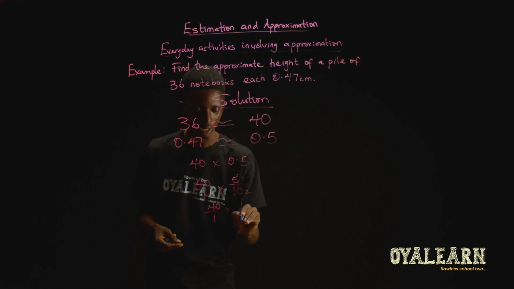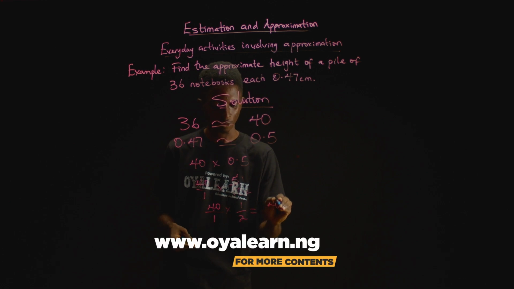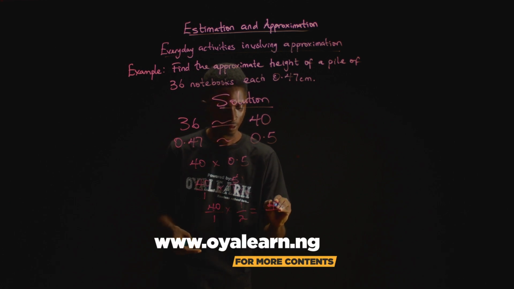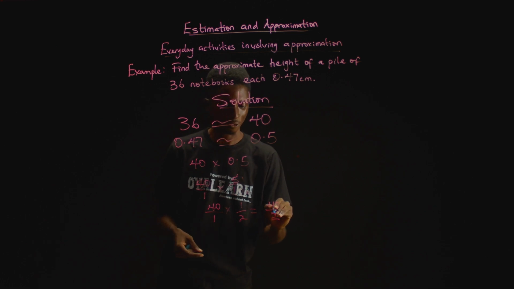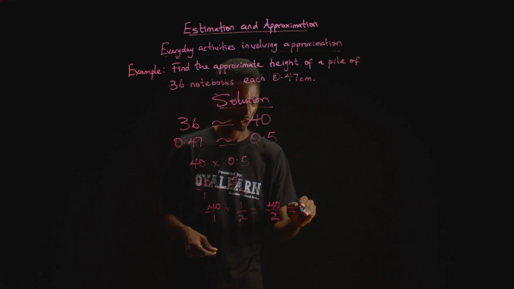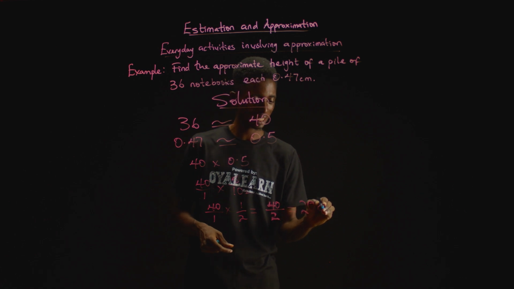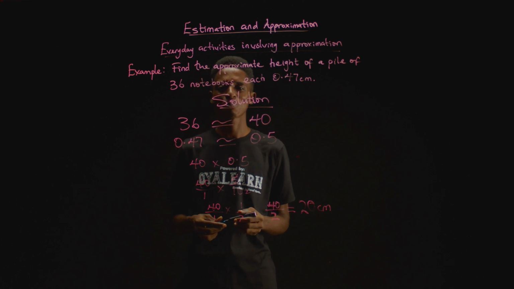So 1 over 2. And this would give us 40 times 1, 40. And then 1 times 2 will give us 2. And our final answer would be 40 divided by 2, which is 20. So we should get 20 centimeters at least. That's the solution to this problem. Thank you.